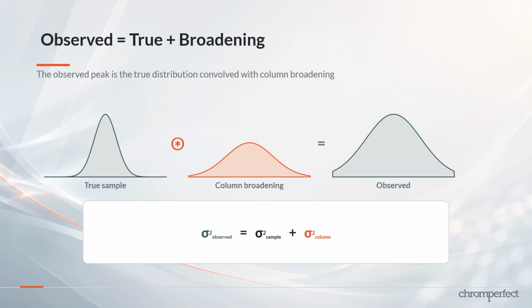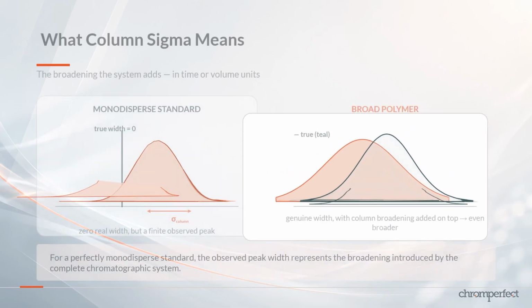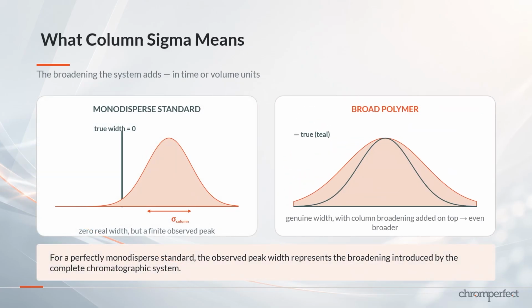The relationship can be represented conceptually using variances. The square of the observed distribution width is the sum of the square of the true sample distribution width and the square of the chromatographic broadening. For Gaussian distributions, this can be expressed using standard deviations. Sigma observed squared equals sigma sample squared plus sigma column squared. Sigma column represents the broadening introduced by the chromatographic system.